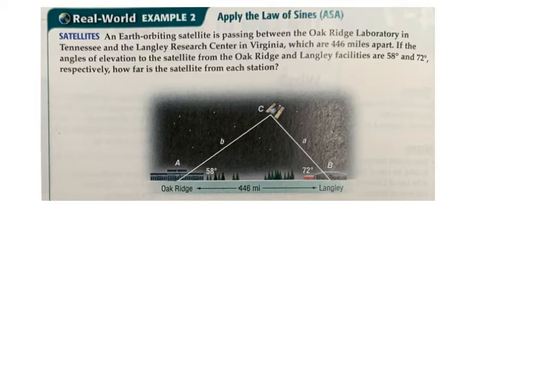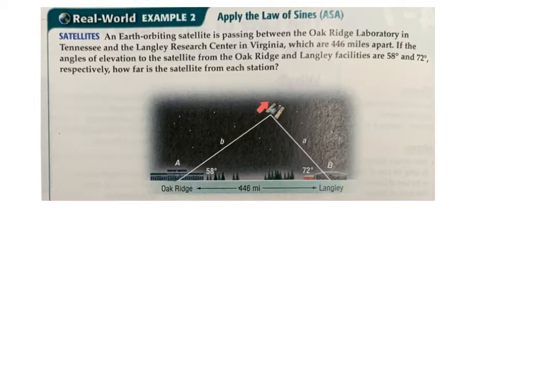All right, so they will not always give you a picture. So pay attention to the wording here. It says that they are 446 miles apart. So you want to make sure you have a point for Oak Ridge and a point for Langley and how far apart they are. Angle of elevation, that means from this observance center or this laboratory and up to the satellite. That's your angle of elevation. That's 58 degrees, 72 respectively, just means in the same order as what they listed, Oak Ridge, Langley. So from Oak Ridge would be 58, from Langley would be 72.